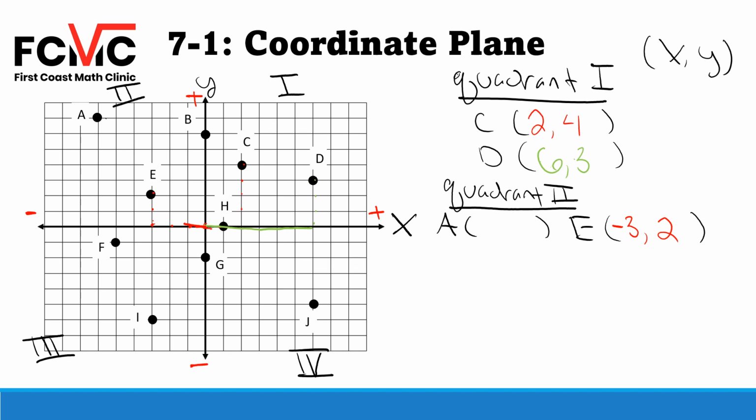A, going to the left, so going in a negative direction, negative 1, negative 2, negative 3, negative 4, negative 5, negative 6. So we're at negative 6 right here. And then we're going to go up 1, 2, 3, 4, 5, 6, 7. So we're at negative 6, 7.